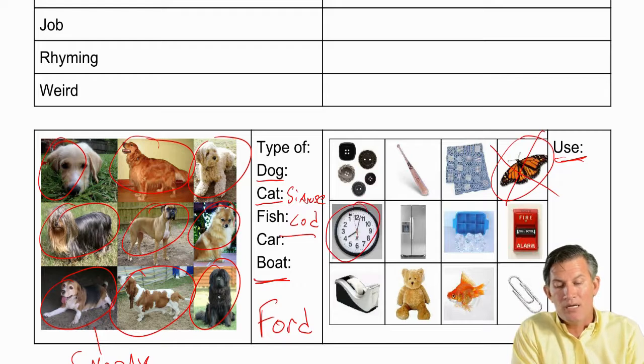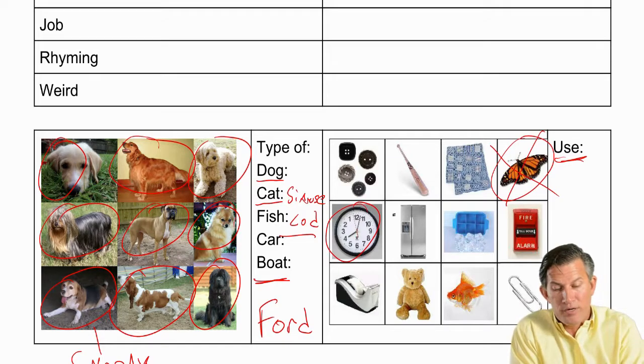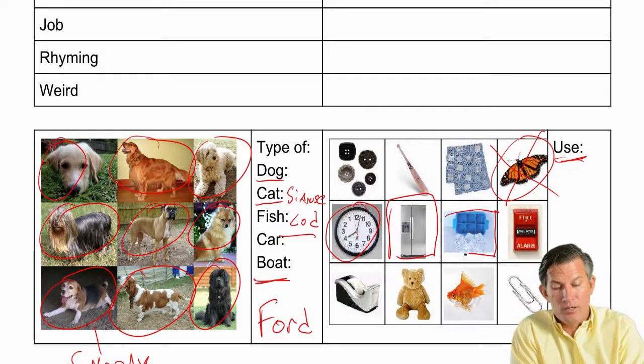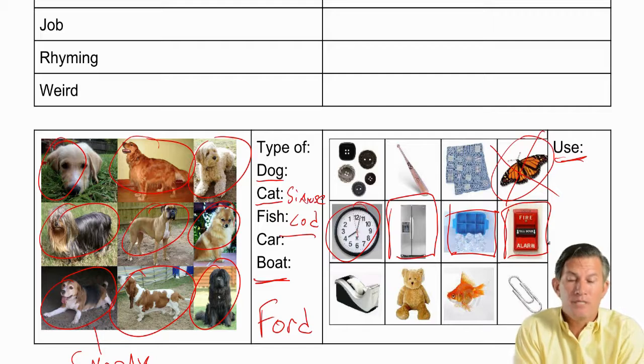This is called a clock. I use it to tell time. You might use your cell phone. Refrigerator, what is its use? To keep things cold. That's what I use mine for. All right. Ice is to make a drink colder, right? A fire alarm is to play a prank. No, just joking. Don't do that. Okay. It's to alert people of an emergency, I hope.